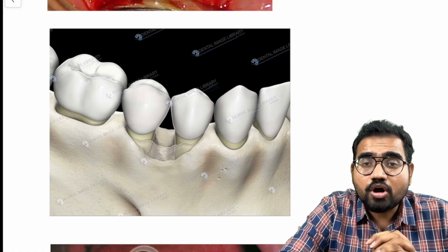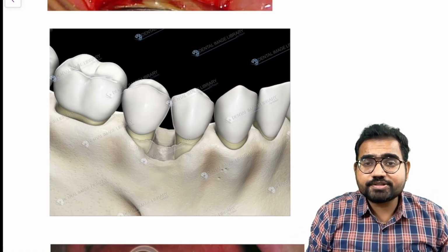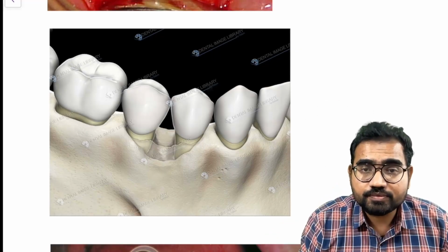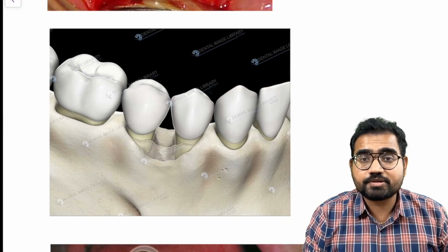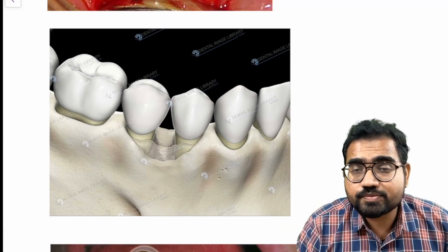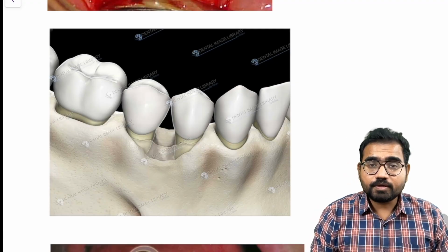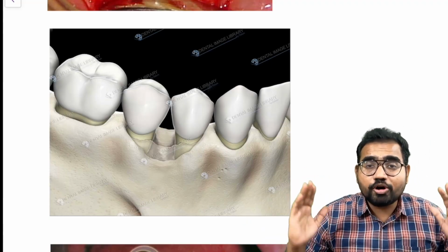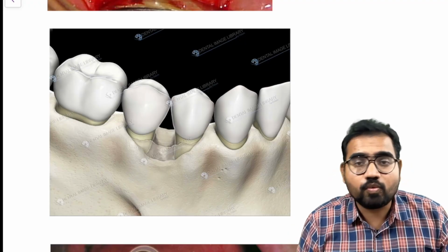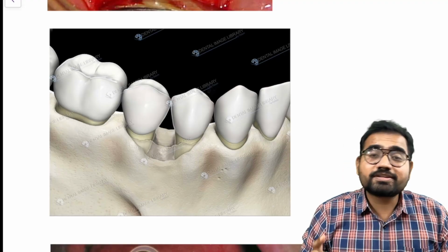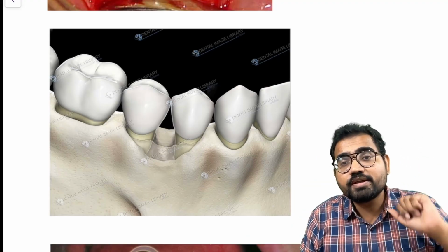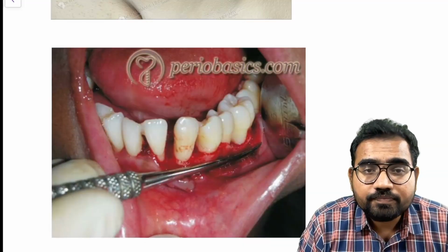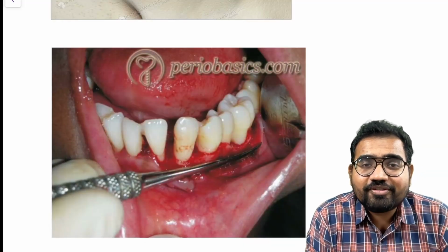Osseous craters are very important because they make up one third of the total defects, around 32 to 35 percent, and two thirds of the mandibular defects, which counts to about 62 percent. Osseous craters are nothing but depressions in the interdental bone which are bordered by the buccal and lingual walls. So it's very important because it accounts for one third of the total defects and two thirds of the mandibular defects.